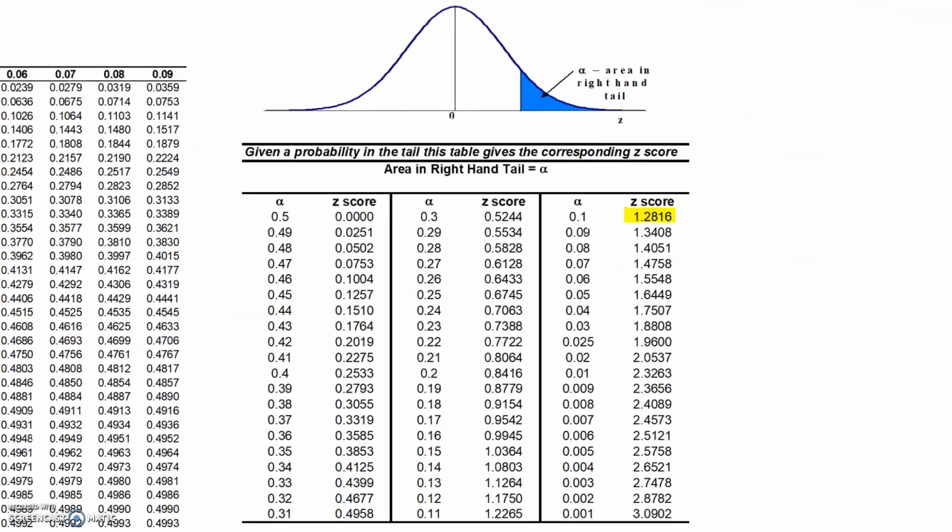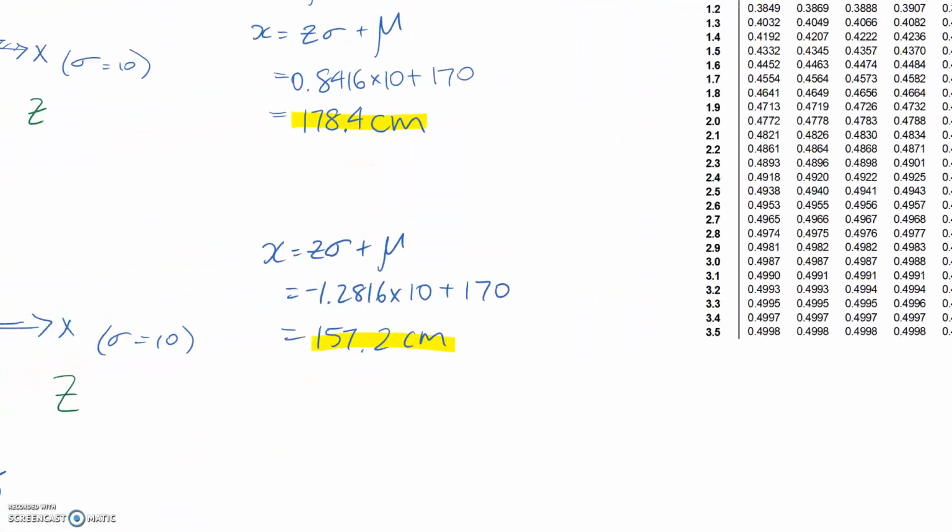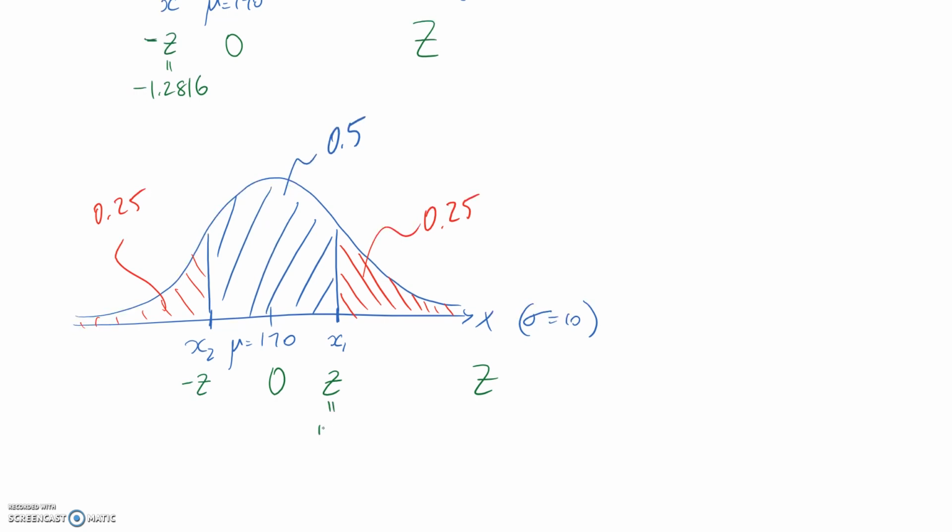So going over here, looking for 0.25, this one here. The answer we get out is a z score of 0.6745. And for this one here, it should be the same distance since it was symmetric. So since it's on the negative side, it's just going to be the negative version for our z score.